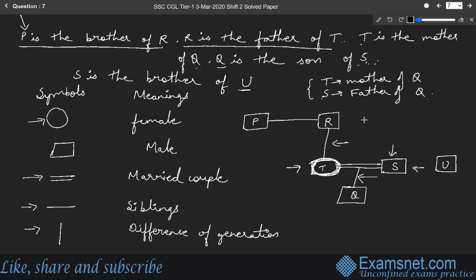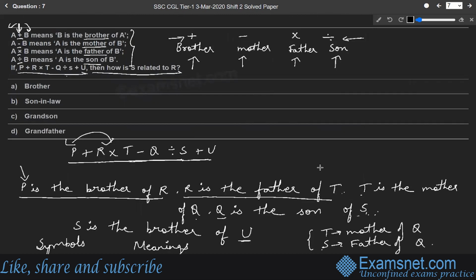And since they are brothers, it means that they are siblings. So they will be connected by this symbol. So let us connect them. So this is the required family tree. Now we have to identify what is the relationship between S and R.